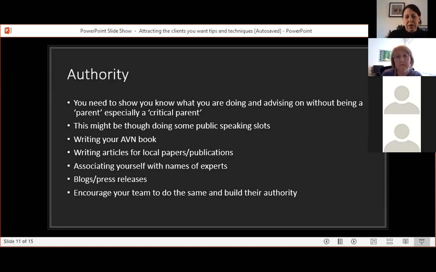It also builds your authority because you know you can talk about these areas. You can talk about the press release that you wrote. You can talk about the blog that you wrote. You can refer people to them. It all helps you build not just your authority, but the authority of your practice. And I think for me, this is one that doesn't just stop there. Encourage your team to do the same and build their authority. Remember, you're wanting a team that can actually deal with clients and do the front end work with clients. They need to build their authority and their authority within the practice. And with their authority, their confidence will grow.